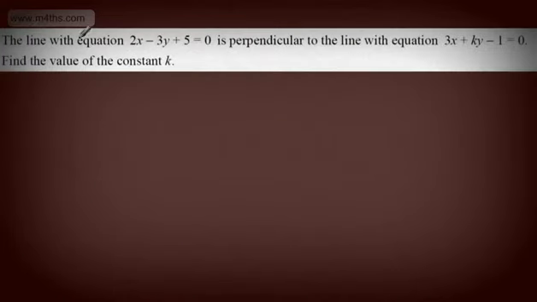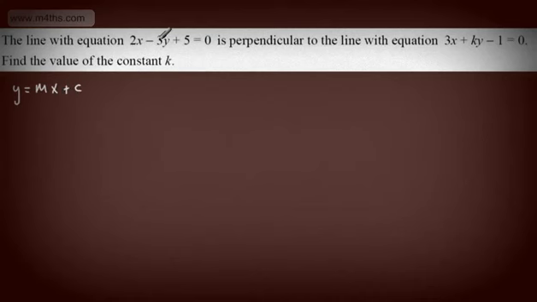Okay, the line with equation 2x minus 3y plus 5 is equal to 0 is perpendicular to the line with equation 3x plus ky minus 1 is equal to 0. We need to find the value of the constant k. What I'm going to do is put both of these in the form y is equal to mx plus c.